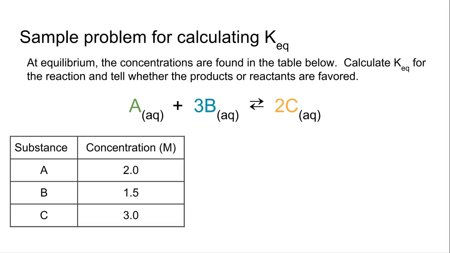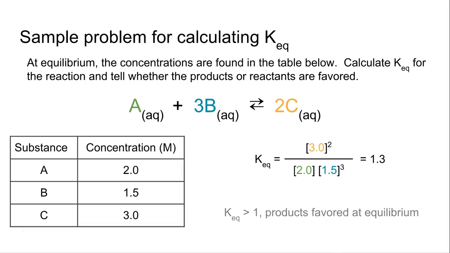So let's take a look at the law of mass action. Notice our product concentrations are on top and our reactant concentrations are on bottom. And when we perform this calculation in our calculator, we end up getting a KEQ equal to 1.3. All right, take a look at that and make sure you understand how it works. And now we can actually determine whether the products or reactants are favored. Notice that KEQ is greater than 1. When KEQ is greater than 1, then the products are favored at equilibrium. So we would say that this reaction favors the products and equilibrium lies to the right of the equation.